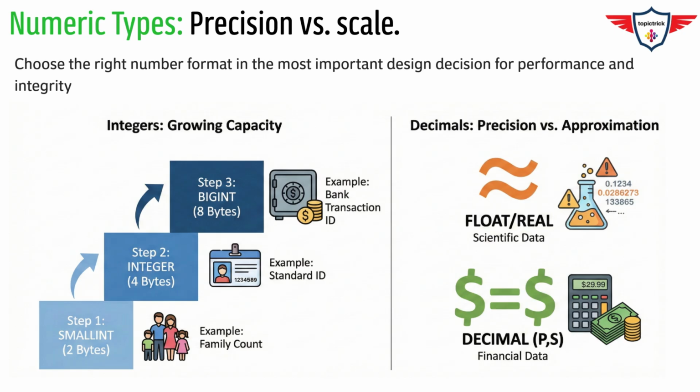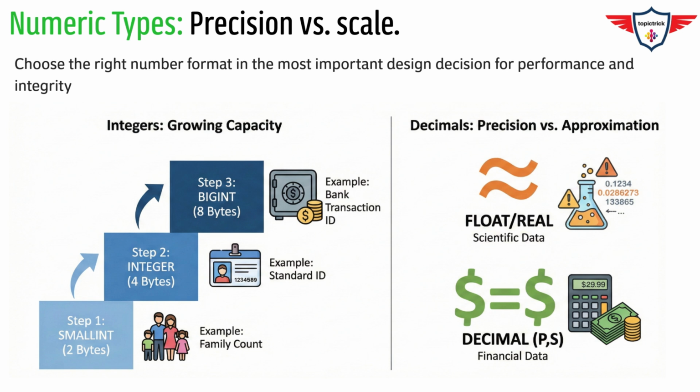But what if you need decimals? What if you're storing currency? This is where many students make a mistake. They choose float or real. Do not do this for money. Floating point numbers are approximations. They can have tiny rounding errors. For money, you must use the decimal data type. In DB2, you define it as decimal, parentheses, p, s, where p is precision, the total number of digits, and s is scale, the number of digits after the decimal point. For example, a salary column might be decimal 9,2 to allow for salaries up to $9 million.